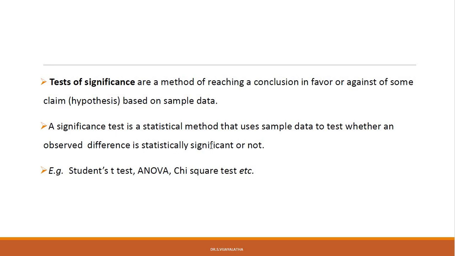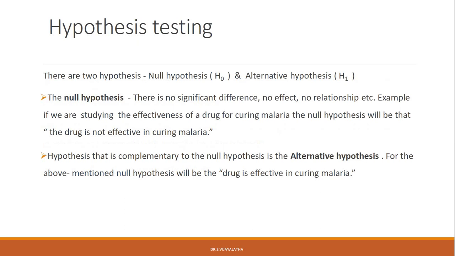If we observe a statistically significant difference between the weights of the two groups, we will go in favor of our hypothesis. We will say that a high protein diet can result in weight gain. But if we observe no statistically significant difference between the two groups, then we will go against the hypothesis and we will say that a high protein diet cannot result in weight gain. So both these statements help us to understand the role of a test of significance. Examples are students' t-test, ANOVA, chi-square, etc.